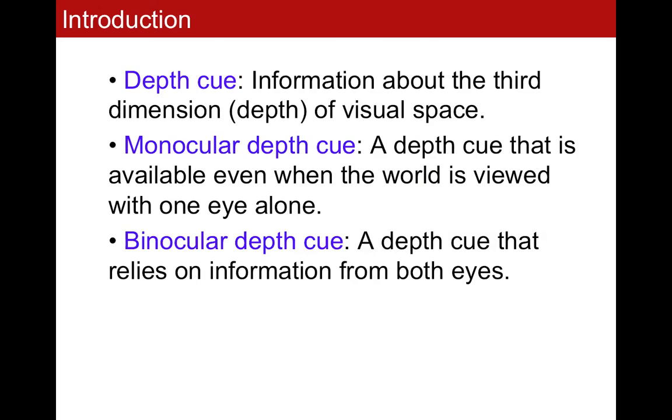So our brain uses lots of different cues. A depth cue is information about the 3D world, so depth of our visual space. A monocular depth cue is available even if we only have one eye, and a binocular depth cue relies on information from both eyes together.